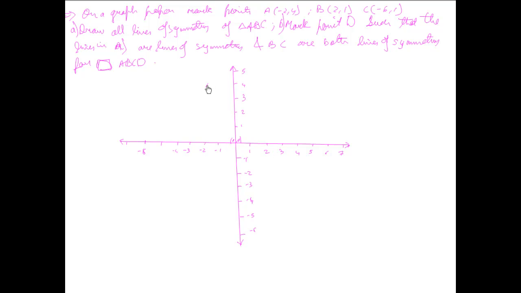That would be somewhere over here. That's A with coordinates (-2, 4). B has coordinates (2, 1). So (2, 1) would come somewhere over here. That's B. And C has coordinates, children, (-6, 1). So somewhere over here, C is (-6, 1). Draw lines of symmetry for the triangle ABC. Mark the point D. So lines of symmetry for this, children. First we'll draw the diagram for this. It will come out to be like this if we connect it.